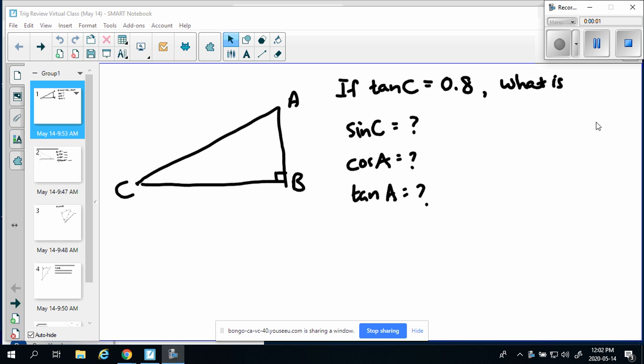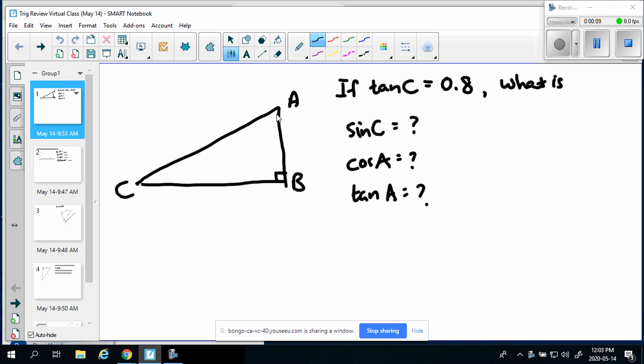a triangle, and we are given the tan ratio. Tan of C is 0.8. And we're supposed to determine what sine C is, cos A, and tan A. The problem is we don't have any sides. We don't have any angles either.